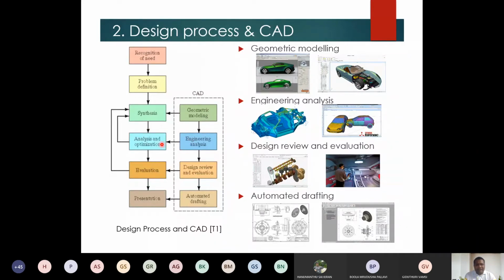Similarly, analysis and optimization is the term that we use in a design process. To accomplish this analysis and optimization, the corresponding CAD term is engineering analysis. As I showed you in the previous PPT, there are varieties of analysis you need to perform: kinematic analysis, or crash test. Someone asked in the last class whether a crash test can also be performed. Yes, all kinds of analysis you can perform in the computer itself.